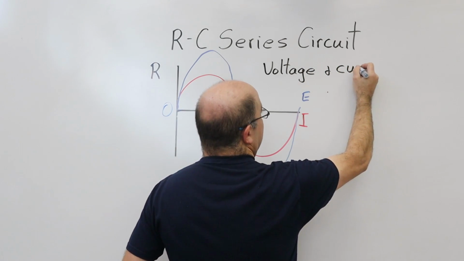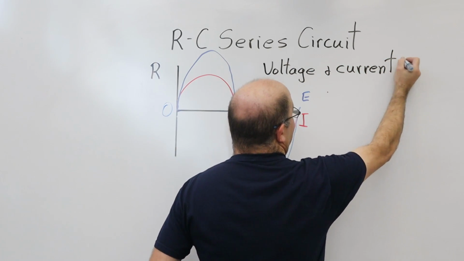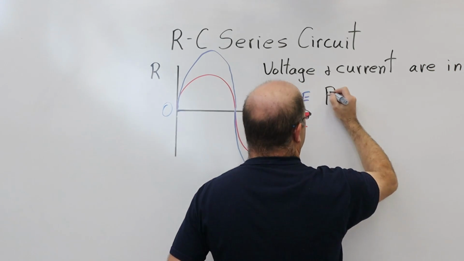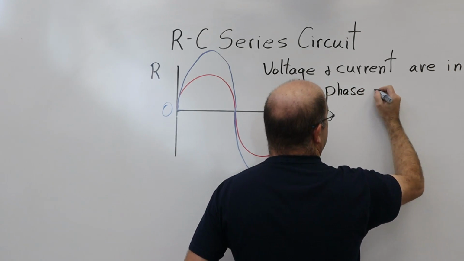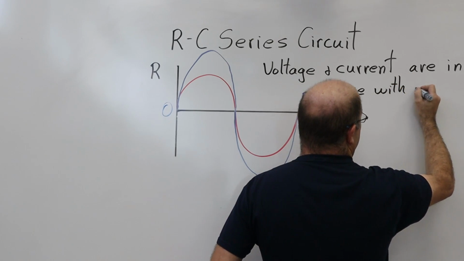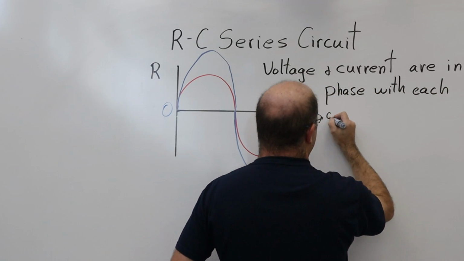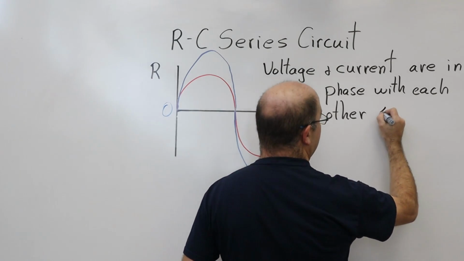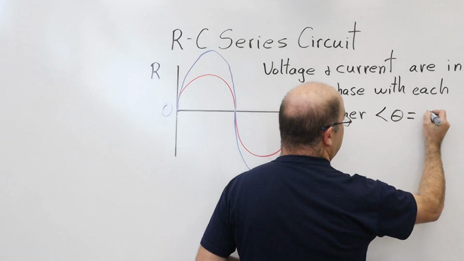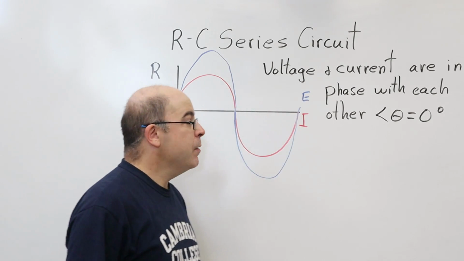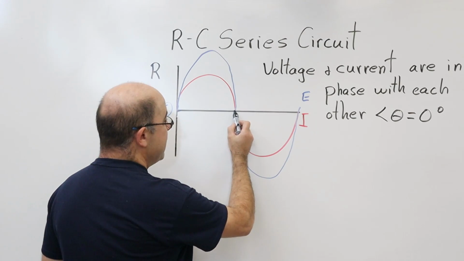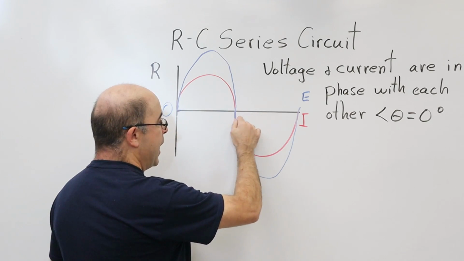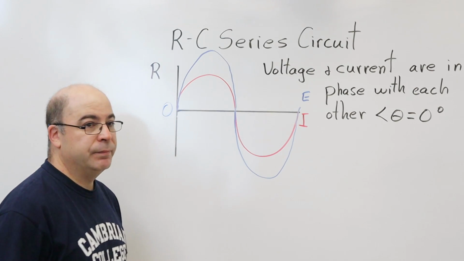We're also going to explain that voltage and current are in phase with each other, and that angle theta would be equal to 0 degrees. Because what we don't see is any kind of phase angle difference at this line between the voltage and current.